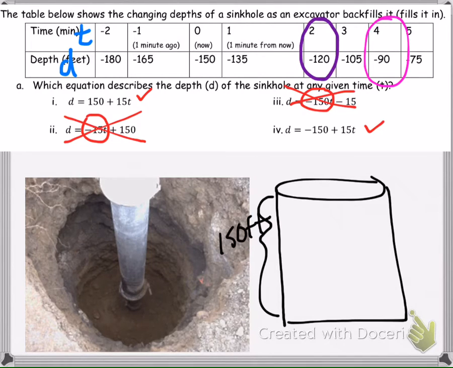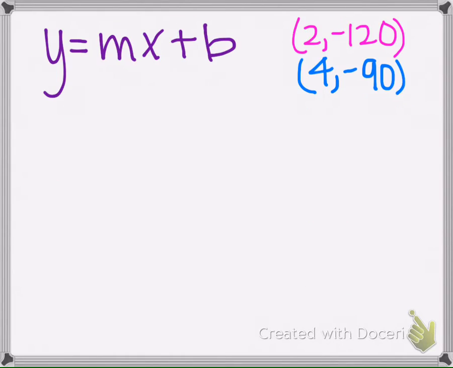Okay, so now to figure out which one, we could either use our knowledge of the vertical intercept by looking at that point here and knowing it needs to be -150, or we could do it algebraically, which means we know that the m we got was 15, and now we're going to plug in one of the points from the table. So I'm going to go ahead and pick this one.